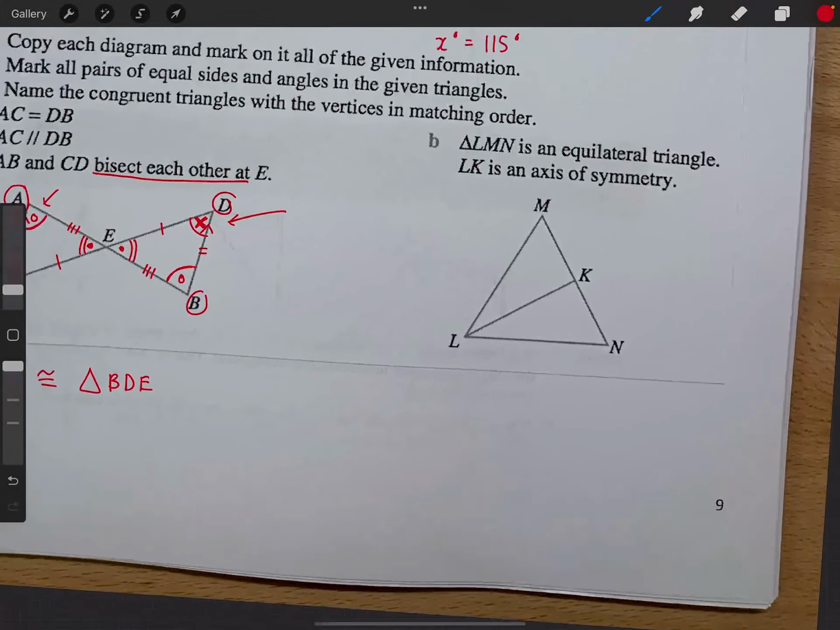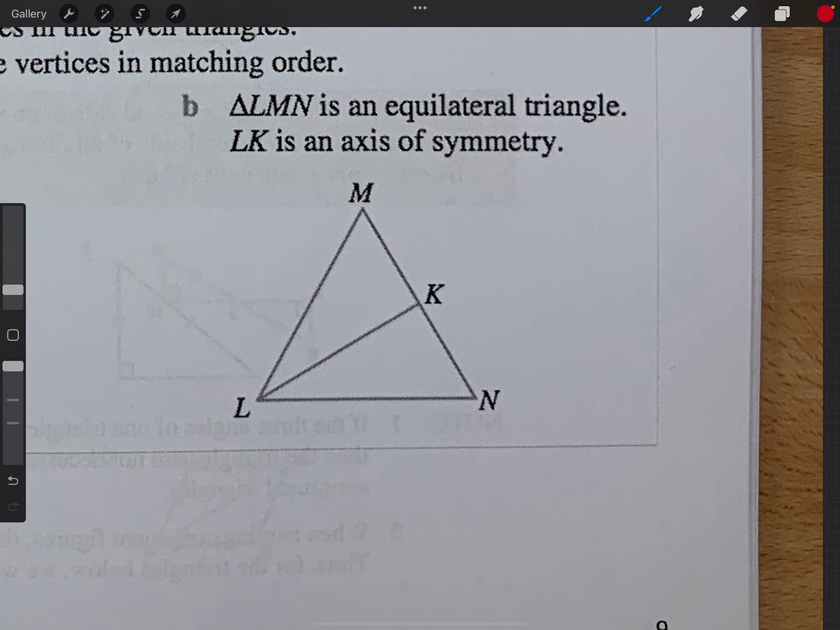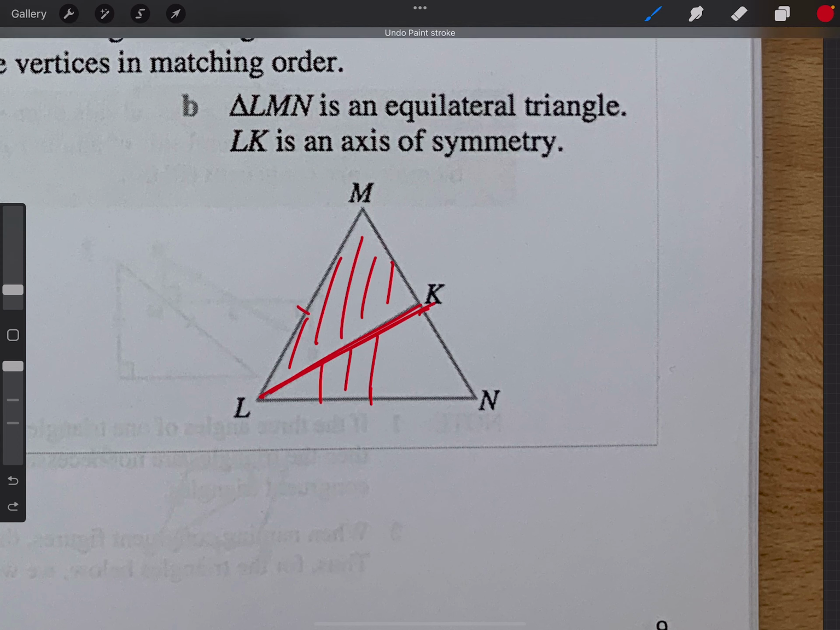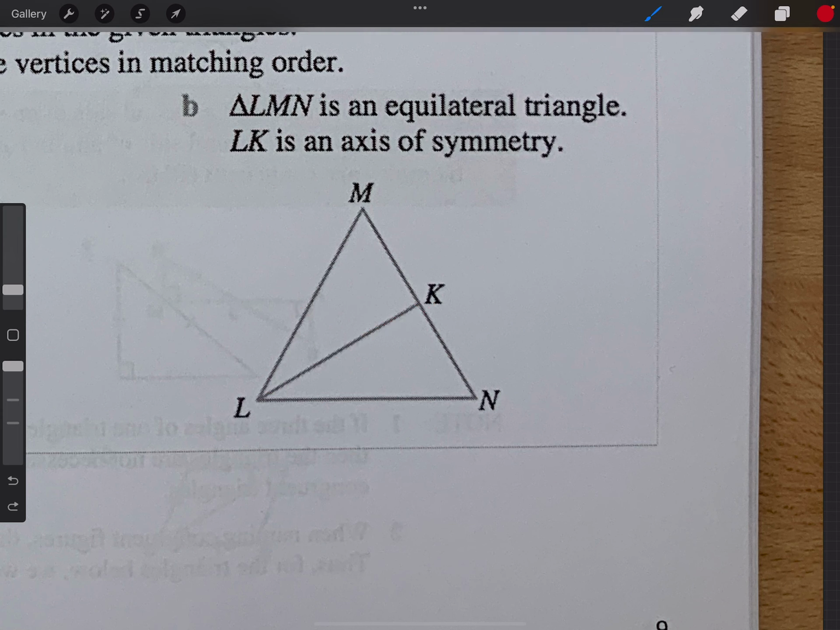Alright, question 7b. It says that triangle LMN is an equilateral triangle. So all of these sides are equal. And LK is an axis of symmetry. So this line is an axis of symmetry. That means it divides these shapes into like a mirror image of each other. Well, that means that we know that this angle is equal to this angle.